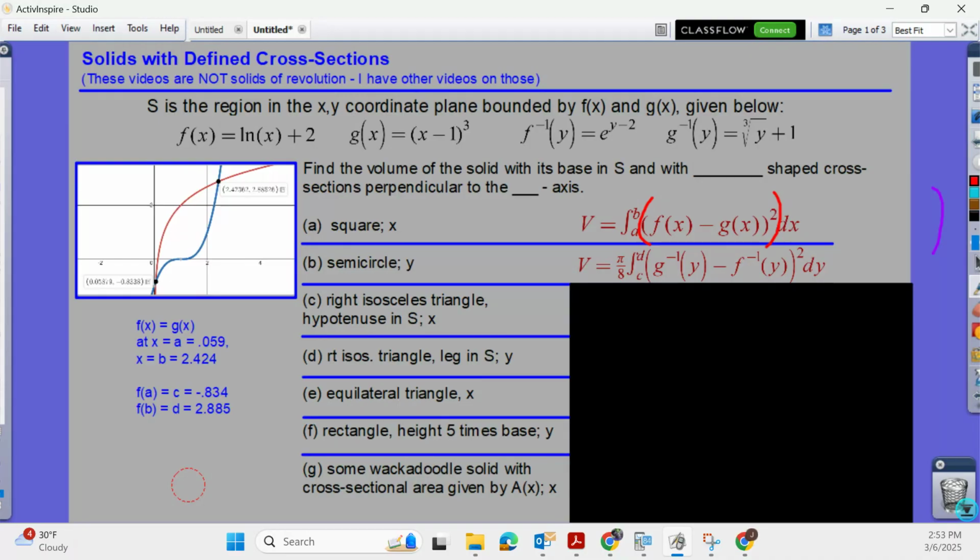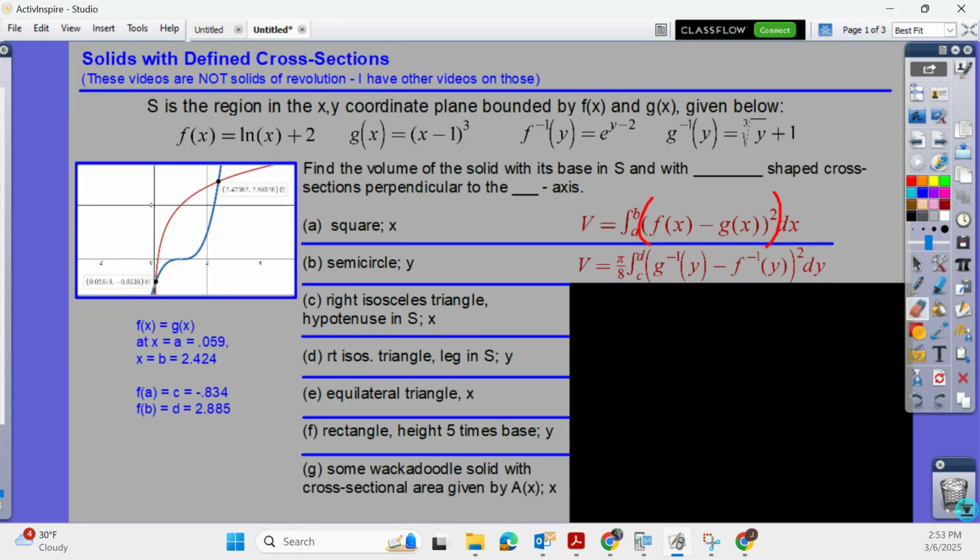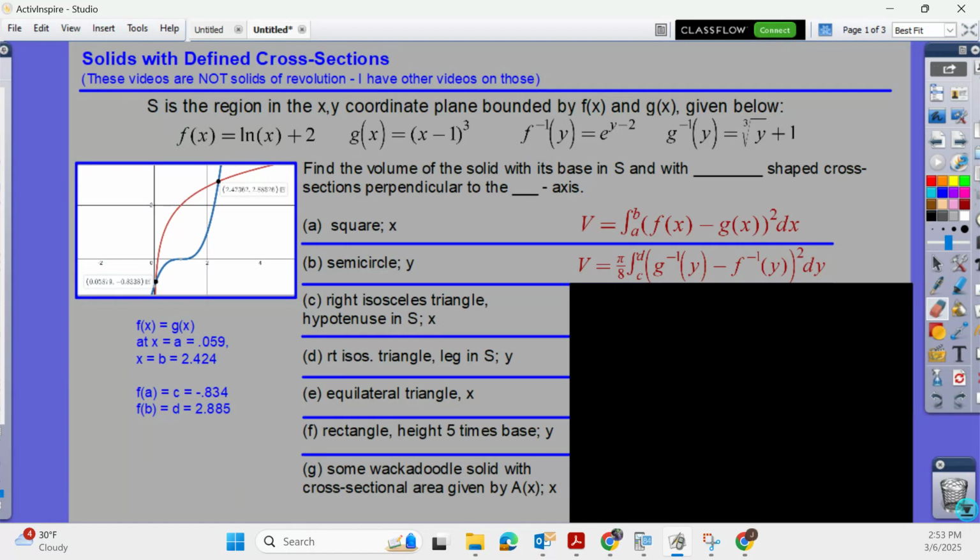But here, this is a little different, right? I have g inverse and I have f inverse, and I need those functions. My calculator, the TI-84, doesn't do algebra for me, right? And so in order to get those functions, I am going to have to type them in, all right?